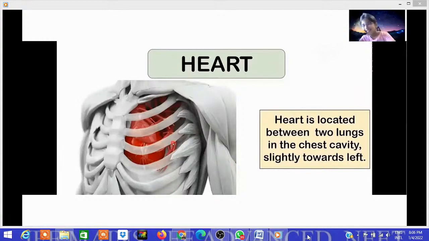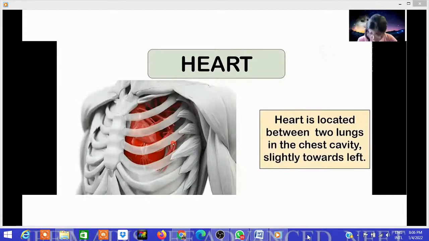Okay, but it is actually located in the middle of our lungs. That means the middle part of our body, in the chest cavity. You can see in the picture. It is not completely located at the left side. It is in between our lungs, but a part of the heart is slightly towards the left.